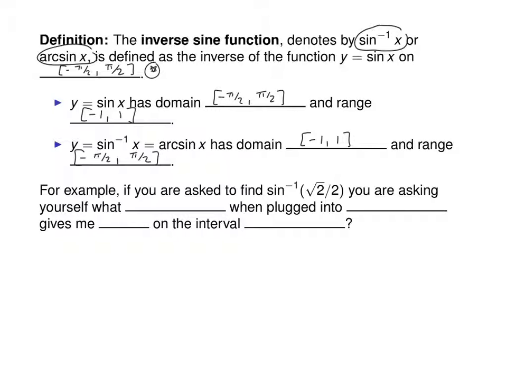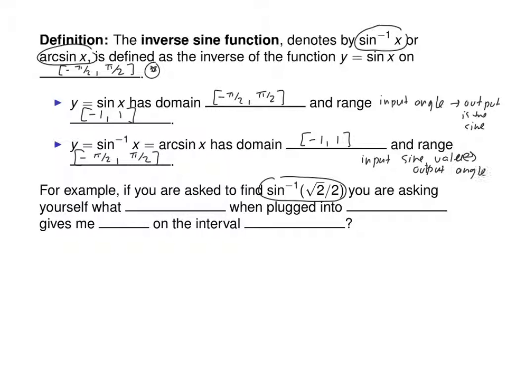Okay, and so here's how you find values of inverse sine. Let me backtrack for a second. With sine, you input an angle, and your output is the sine value of that angle, right? Does that make sense? When you do the inverse, those roles switch. So for the inverse, you input the sine value, and what's your output going to be? Your output is the angle. That relationship reverses, right? That's what inverses do. It's their job in life.